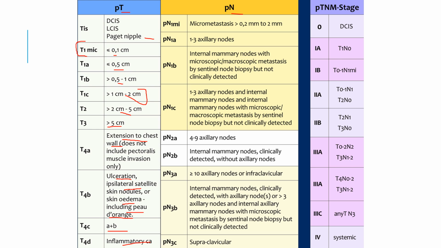Then N staging, we told N1 is 1 to 3, N2 is 4 to 9, N3 is 10 or more, including supraclavicular. It is N3c, not stage 4. It's because N3 is 3c. Okay, this is an important point. Supraclavicular lymph node is 3c, not 4. It's not a metastatic or systemic disease.